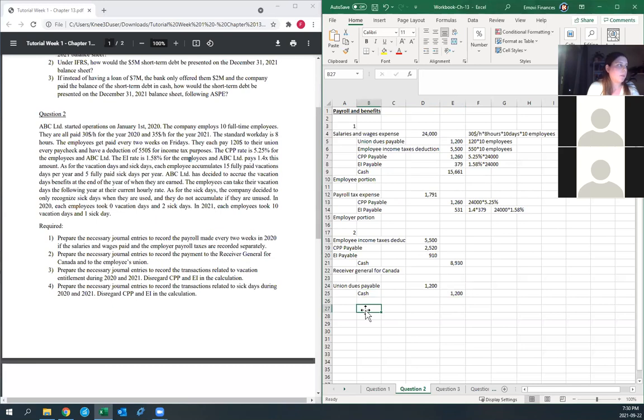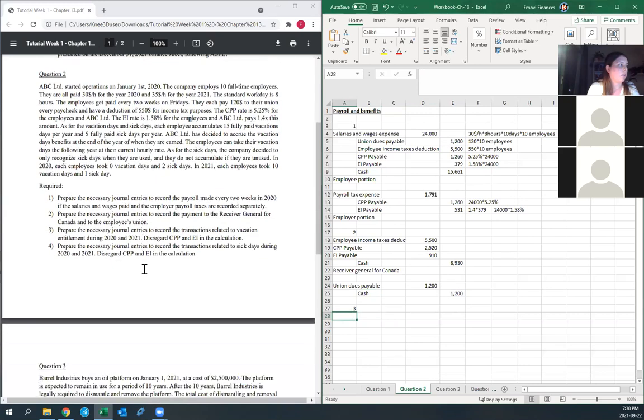All right, so before I pass to number 3, are there any questions about these 2 entries? No? Okay, I'll go to requirement 3.